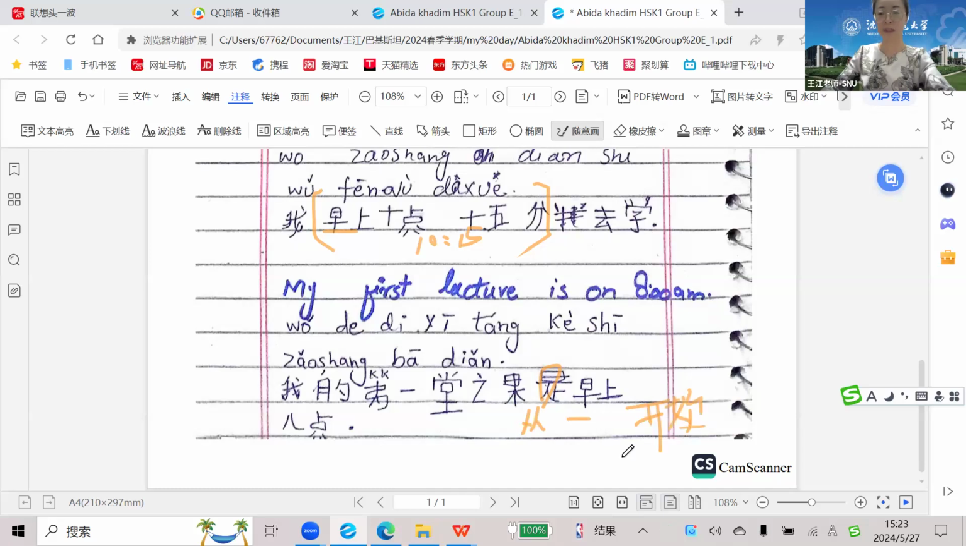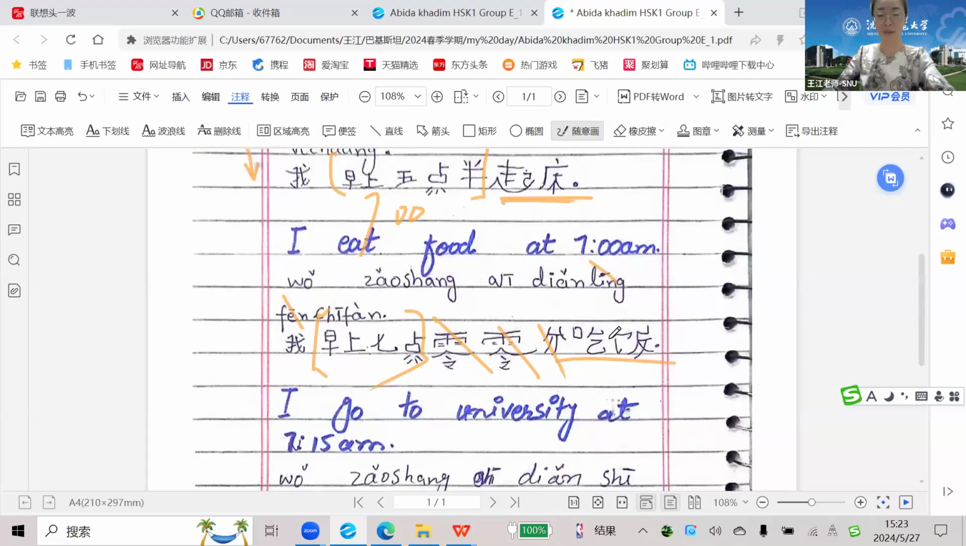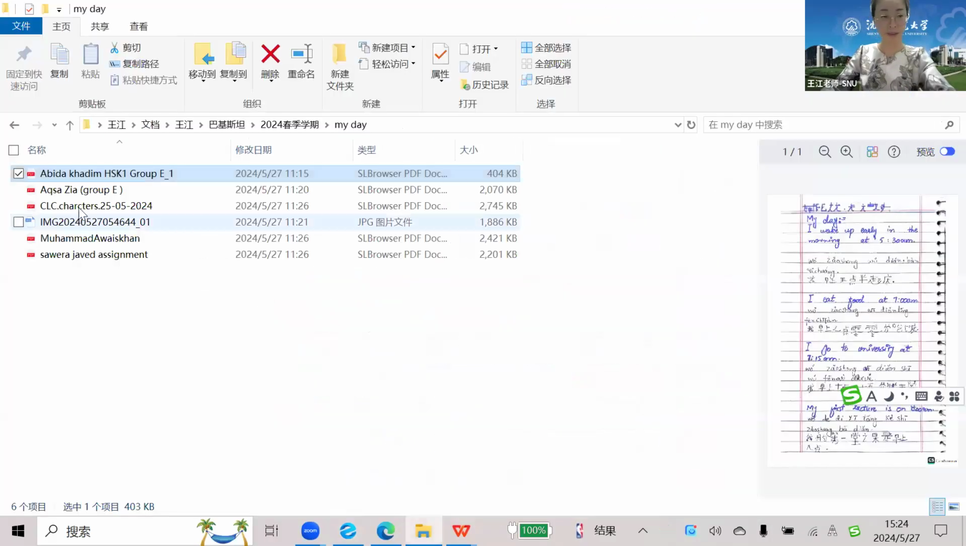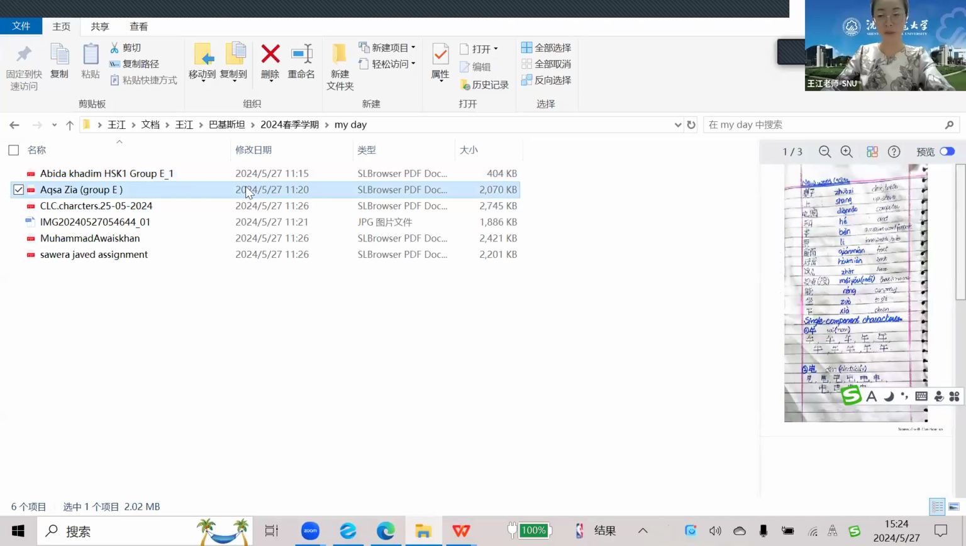We should use this structure: 从 what time? 开始 means begin. So 我的第一堂课从早上8点开始. That would be better, okay? So it's good. There is just a little mistake. 7 o'clock, just 7点, okay? Okay, let's see another student's assignment.